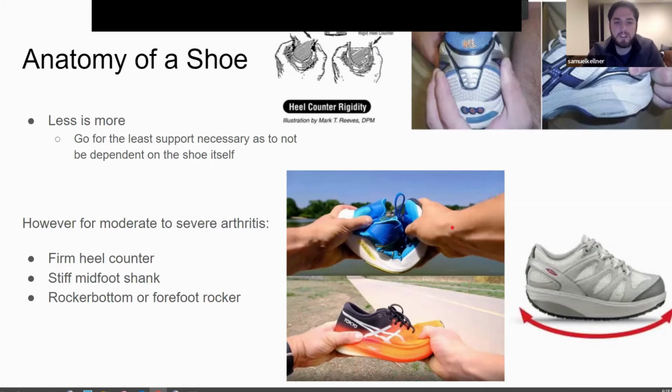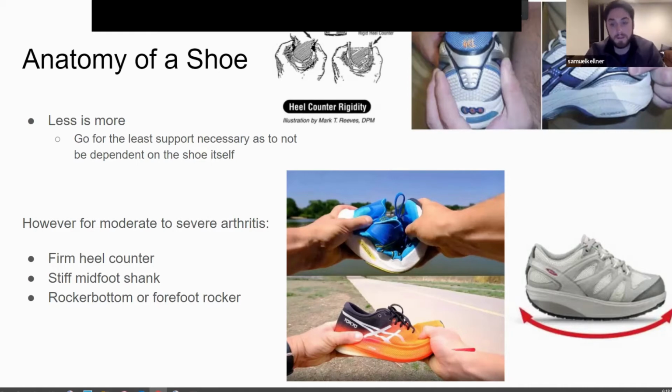A stiff midfoot shank. When it comes to support, think of stiffness of the sole of the shoe, and that can easily be determined by the shoe bend test. The blue sneaker bends nicely and easily through the midfoot, as opposed to the orange, which does not bend. If there's stiffness, that's more of a rigid lever arm that you can propel yourself forward.